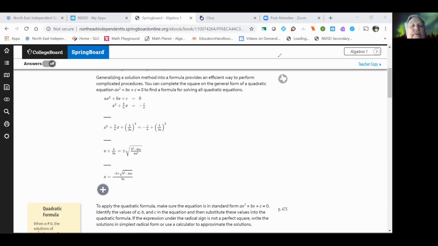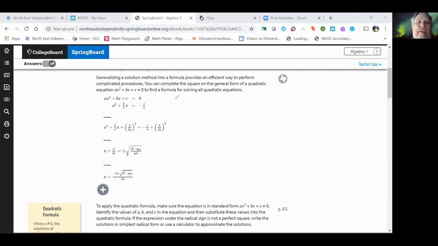Generalizing a solution method into a formula provides an efficient way to perform complicated procedures. You can complete the square on the general form of a quadratic equation, ax squared plus bx plus c equals 0, to find a formula for solving all quadratic equations. In other words, I'm going to take the formula and I'm going to solve it for x. In order to solve for x, I need to make y equal to 0. So that's why we have it set to 0. And when y is equal to 0, your x value is your x-intercept or your solution. So we're going to go ahead and do that.